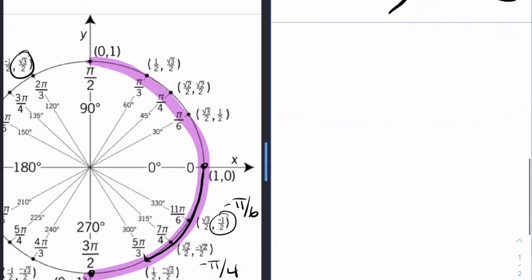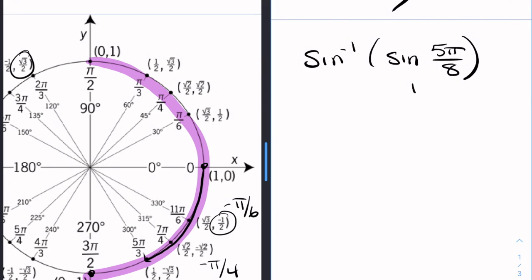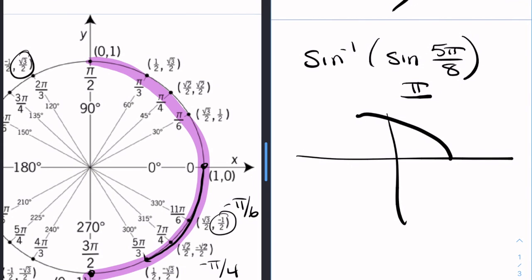So let's try one more problem with that exact same type of logic. So let's say we're asking inverse sine of sine of 5 pi over 8. Now, 5 pi over 8 is not on the unit circle. So we have to think, where is this located? And if you think 4 pi over 8 is pi over 2, so it's a little more than pi over 2. So this is in the second quadrant. So I'm going to draw this. Here's our angle, a little more than we want in the second quadrant.